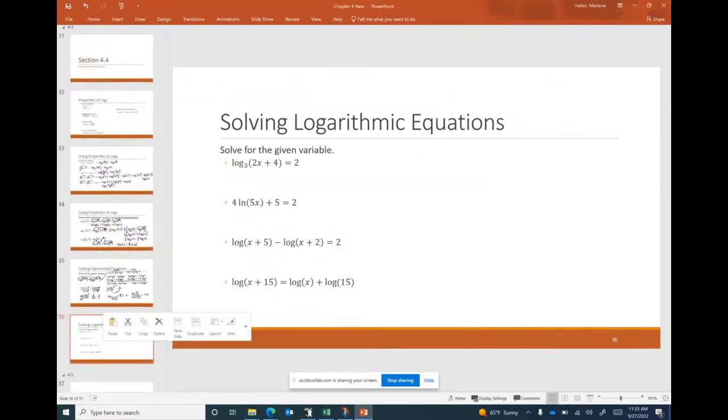Let's see, one more slide here. Let's look at solving some logarithmic equations using these properties of logarithms. All right, so we're going to solve for the given variable. Looks like it's always x. That's good. So what are we looking at in this first example?